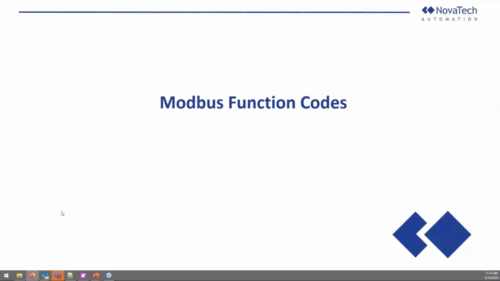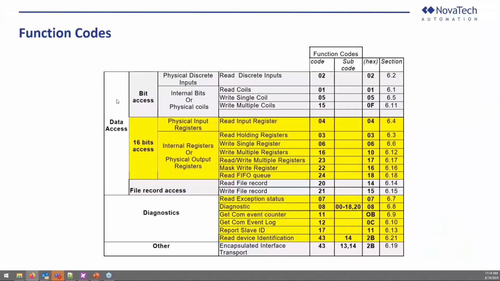And all of this is done with function codes. Function codes tell Modbus what you want to do. So some of the standard function codes, these are the public function codes, if you will. Function code 1 is reading coils, function code 2, reading discrete inputs, and so on and so forth.